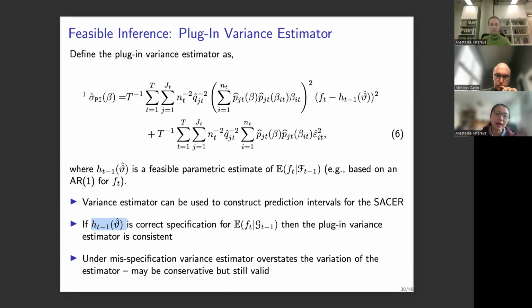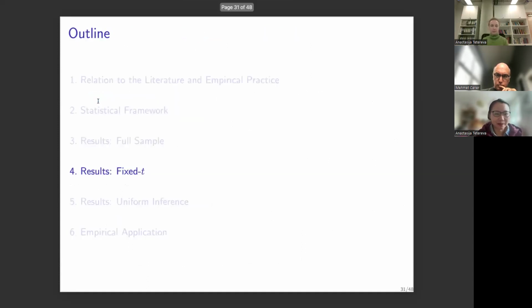Okay, so this is our plugin. And as we mentioned, if you are interested in a prediction interval for CASR, then you use this plugin.